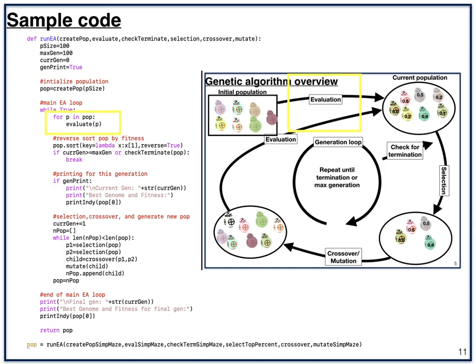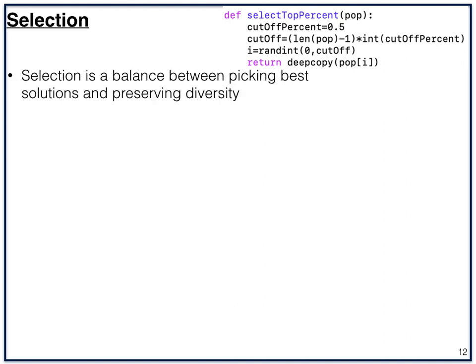There's not much I can talk about in this. Again, it depends on the problem. So now let's go over to selection. How do you select the best individuals from your population that you'll then do crossover and mutation on? Selection is generally a balance between picking the best solutions, but also preserving diversity.